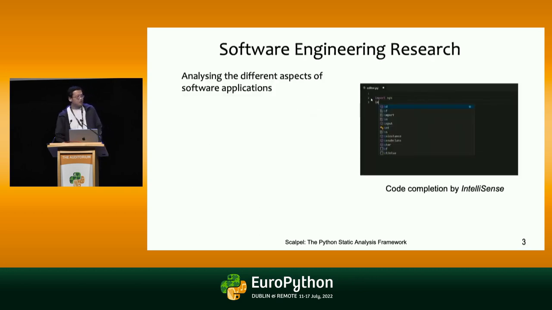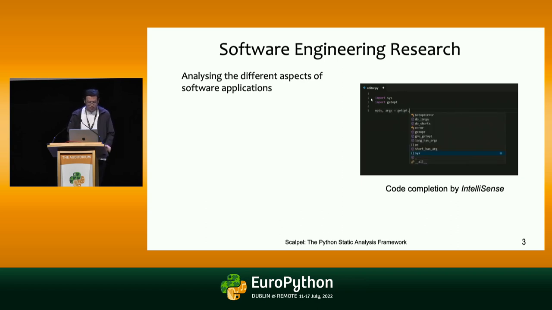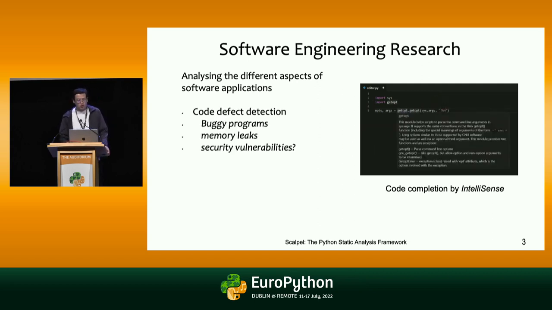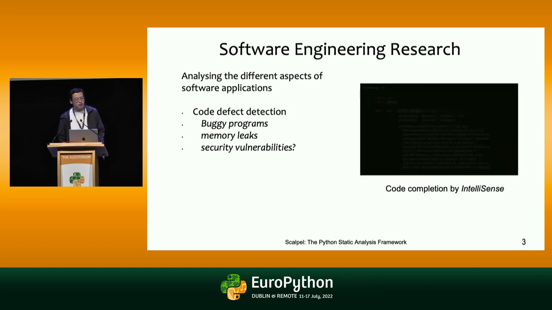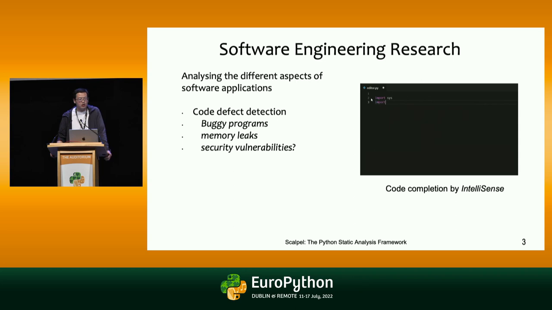Now, let's talk about software engineering research, because I know quite a few of you are from industry. Software engineering research is a very broad concept. It tries to analyze the different aspects of software applications, software production, software development, and developers. Our purpose is to identify code defects. For instance, for a very large code base, we hope to identify where the bugs are located, whether there are memory leaks, and whether there are security vulnerabilities. These can be very costly for industry if done manually.